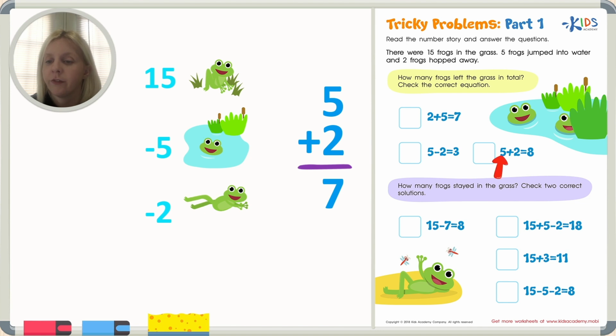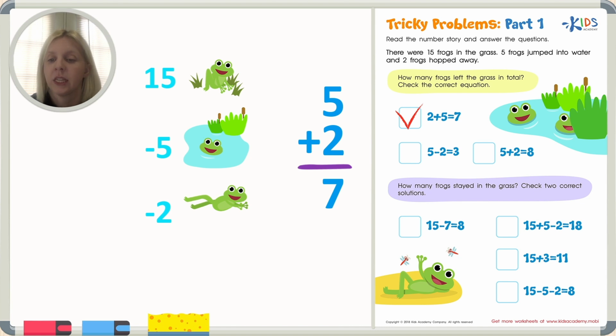Let's see if we can find it. 5 plus 2 is 8. Nope, that's not the right answer. 5 minus 2, nope, we're trying to add in total. We're trying to add them, so that wouldn't be right. And then 2 plus 5 equals 7. 5 plus 2 and 2 plus 5 are the same thing, so that's actually the correct answer. So I'm going to put a check right here next to that equation, okay?